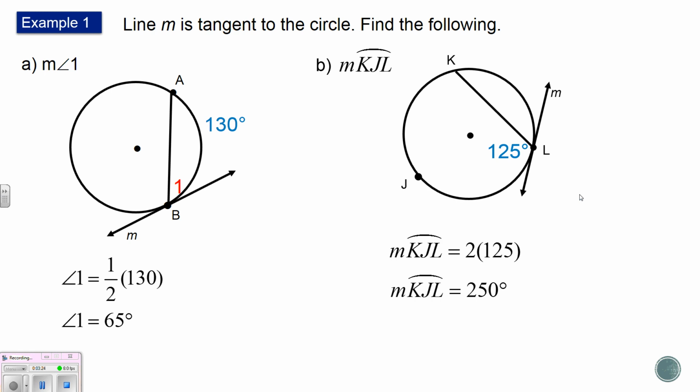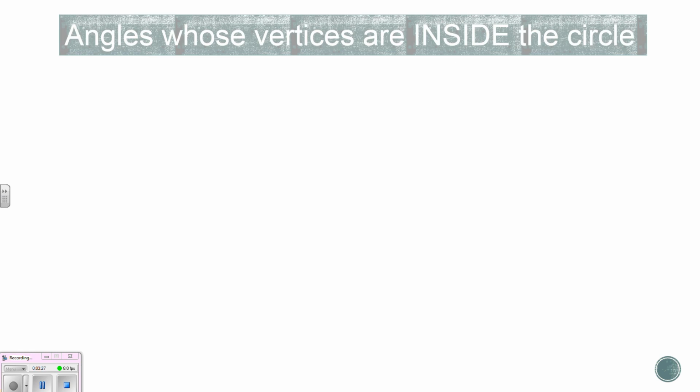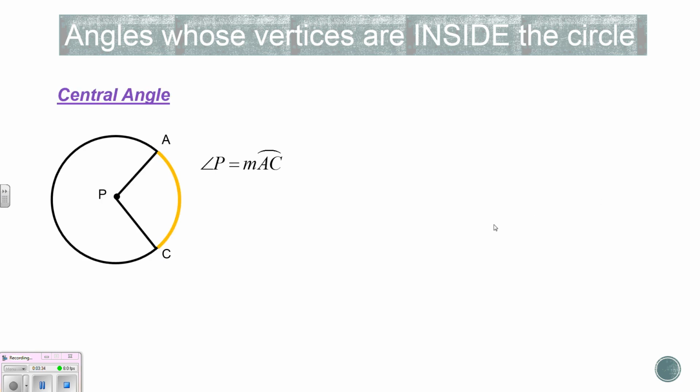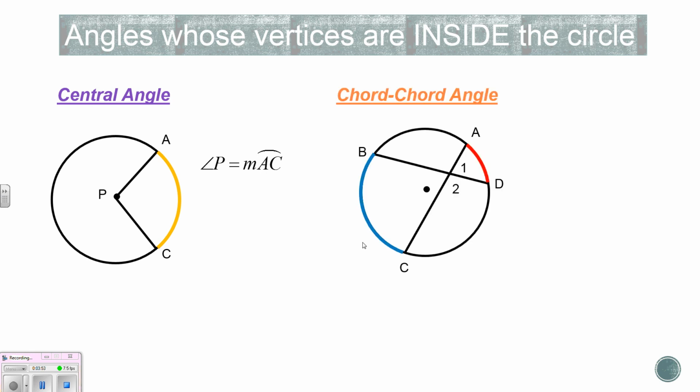All right, next relationship. Now we're going to talk about angles whose vertices are inside the circle. And one of those we've already done before, right? We did the central angle. We started off this chapter pretty much dealing with that special central angle and how it's equal to the arc that it cuts off, that intercepted arc. So I'm not going to spend time on that. What else we could do is, what if the vertex of our angle is inside the circle, but it's not the center of the circle?